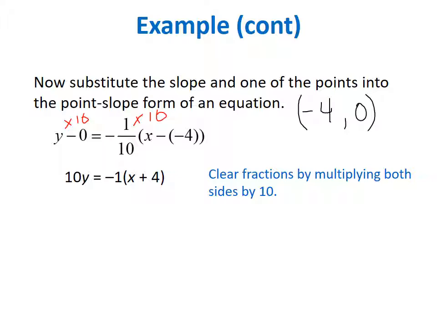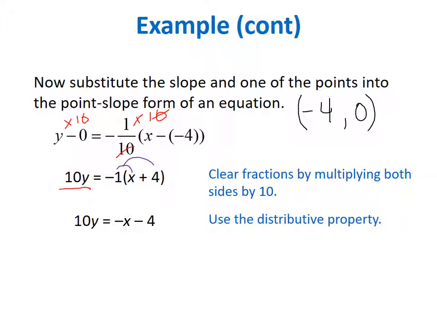So then I'm going to clean it up. So y times 10 is 10y. Negative 1/10 times 10 is just negative 1 because the whole purpose was to cancel out the 10. And now I have a non-fraction problem. And I go through the same steps as before. I'm going to distribute my negative 1, and I get 10y minus x minus 4. And then I am going to add x to both sides in order to get it into standard form. And now it's in standard form, and now I'm done.